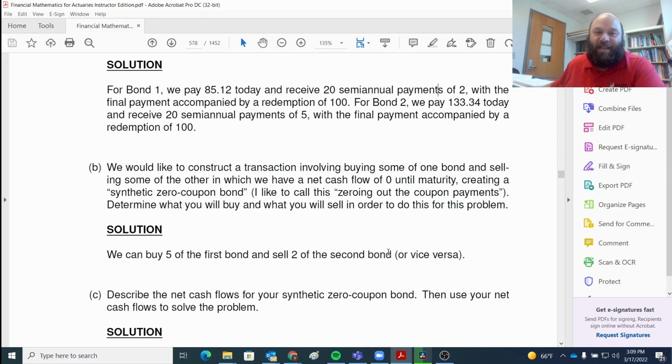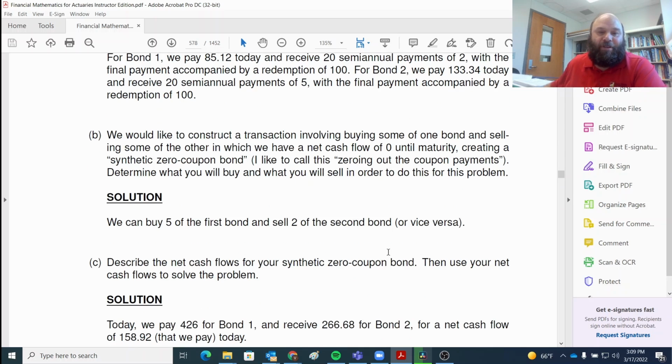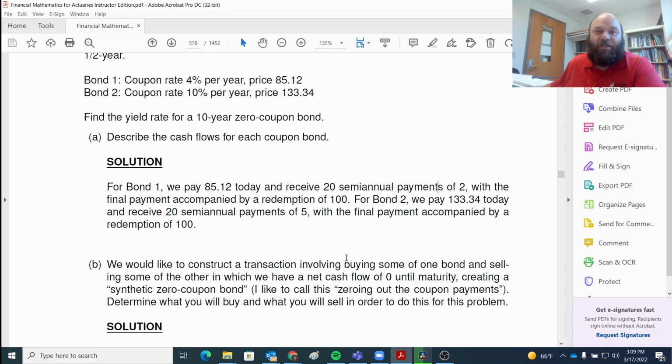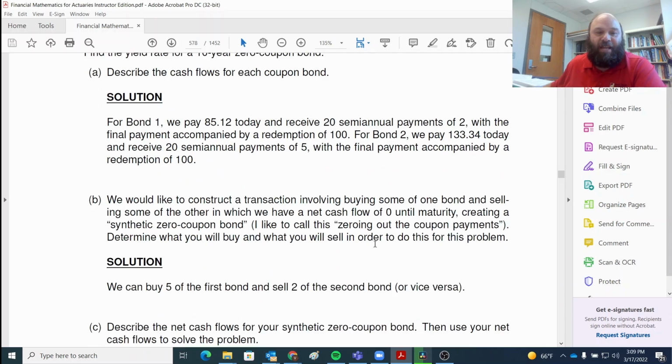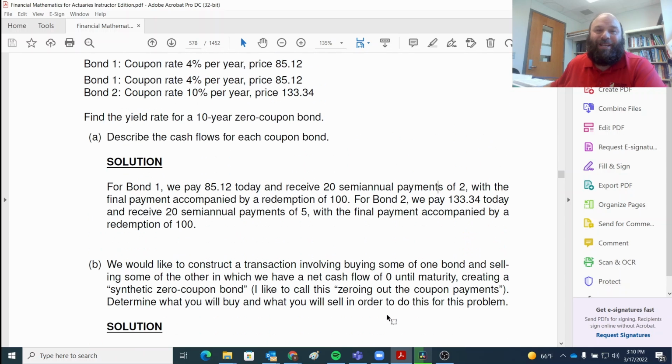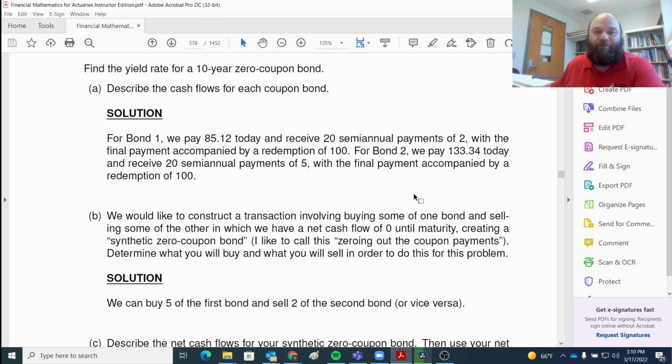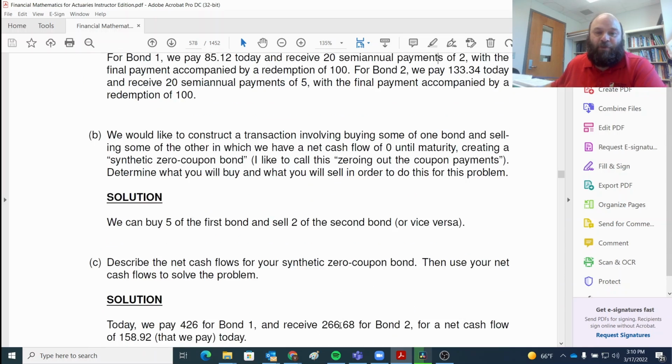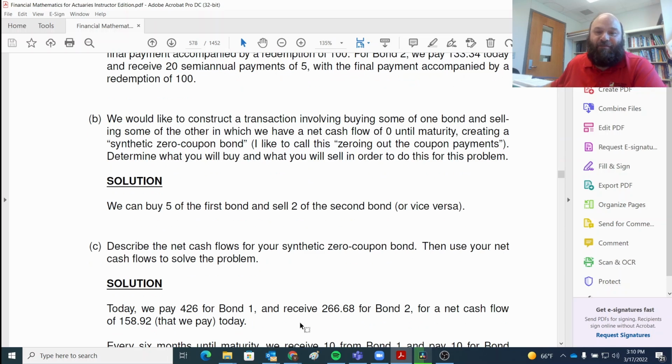So what's the net cash flow? Right? So today, if we buy 5 of the first bond, that means we paid 5 times 85.12. So that's where this 426 comes from. We sell 2 of the second bond. That means we collect 2 times 133.34. So that means we receive 266.68. So that's a net cash flow that we pay of 158.92.